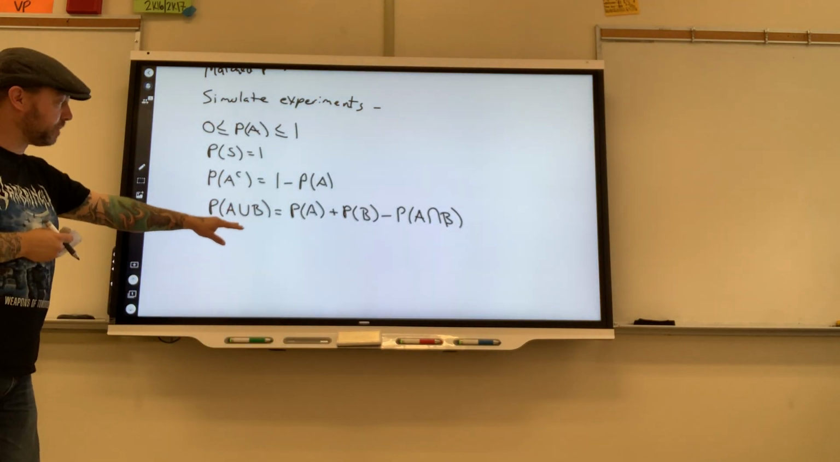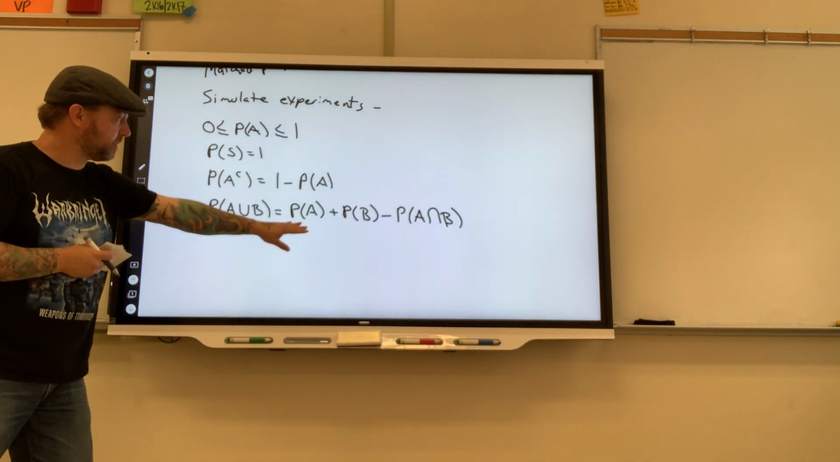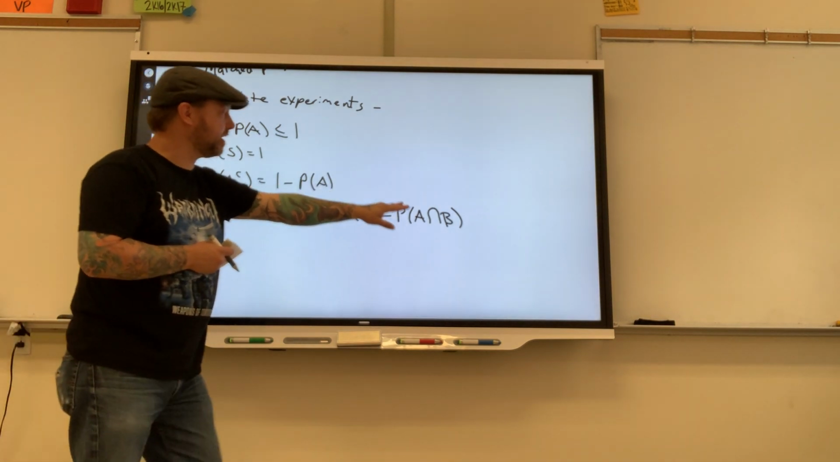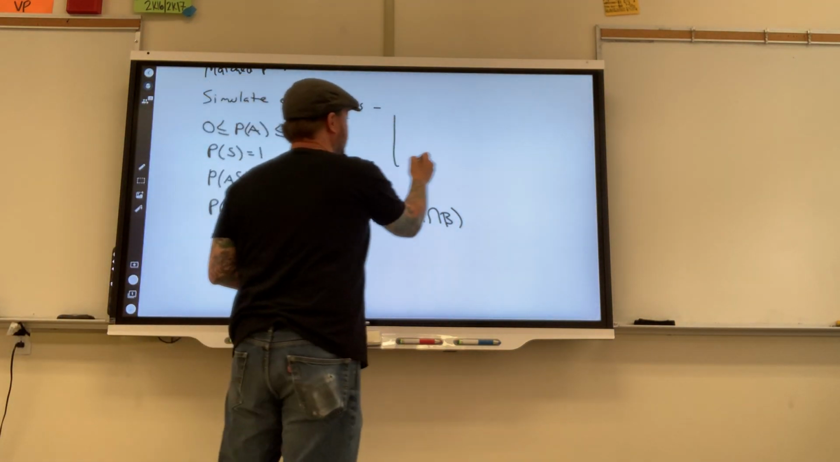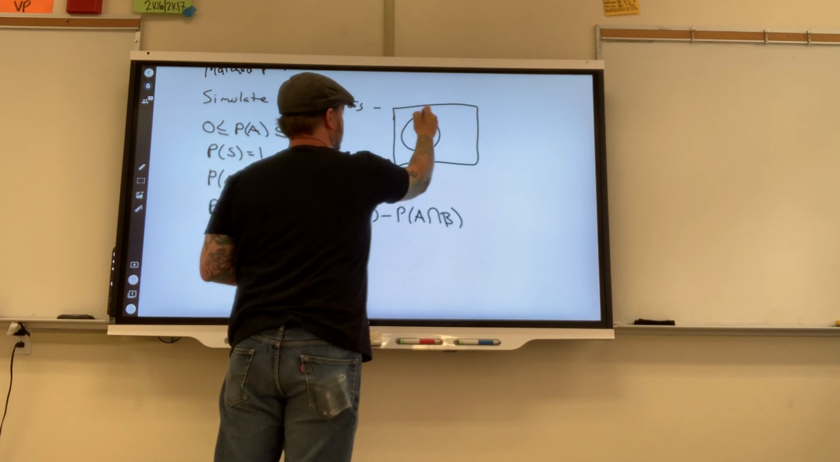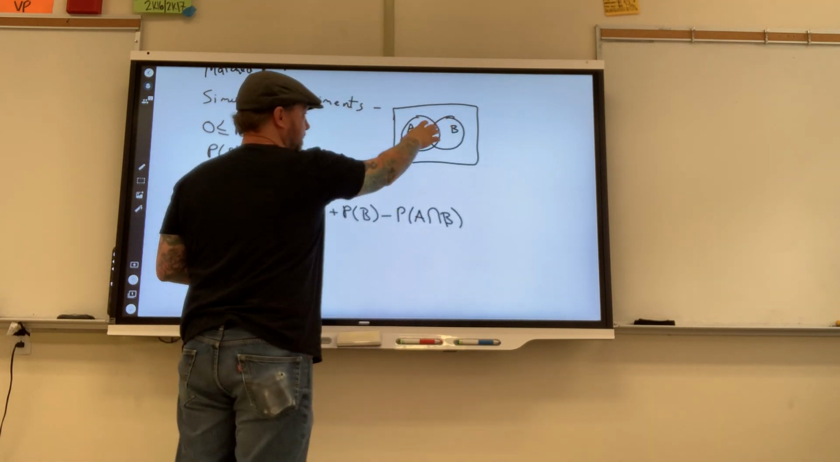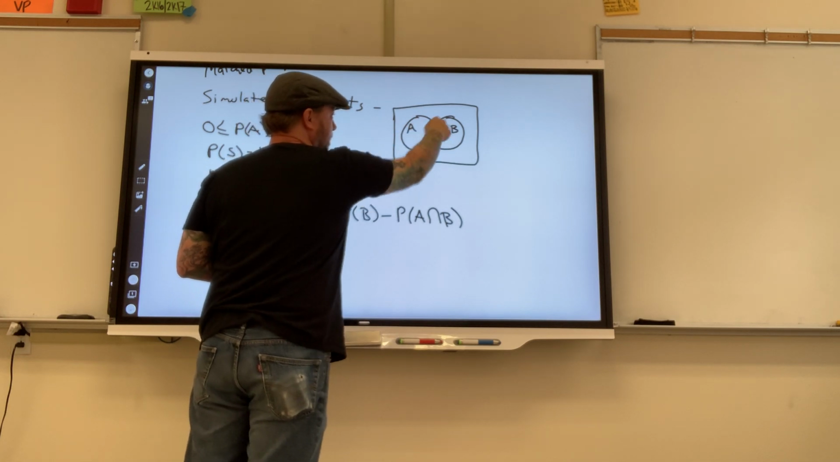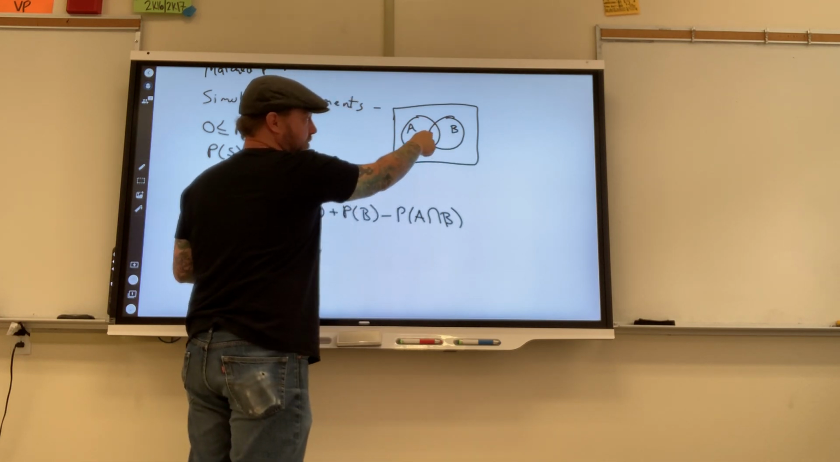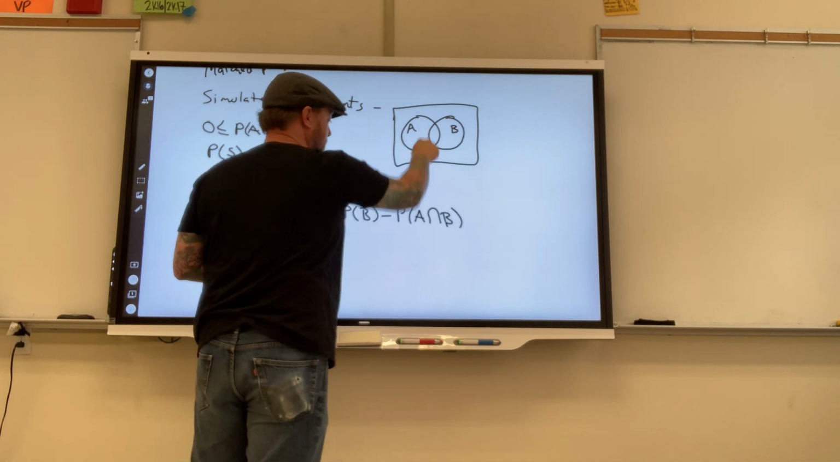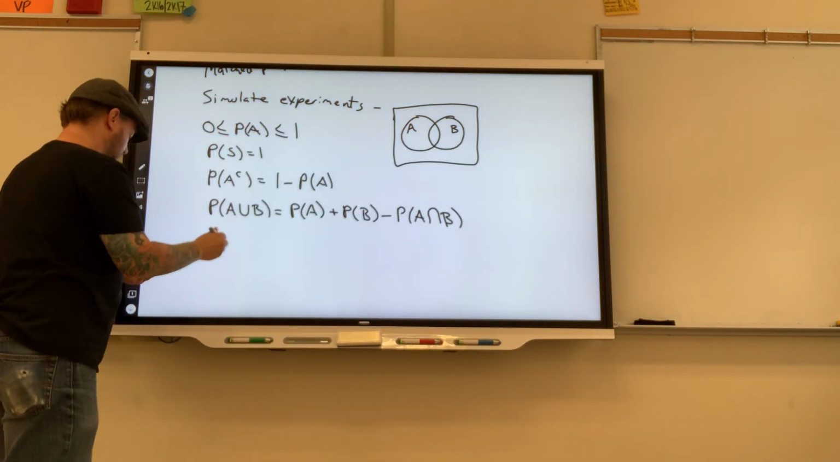The probability of A or B is the probability of A plus the probability of B minus the probability of A and B. The way that looks, it's this whole circle A plus the whole circle B. You notice we counted the overlap twice, so we subtracted once.